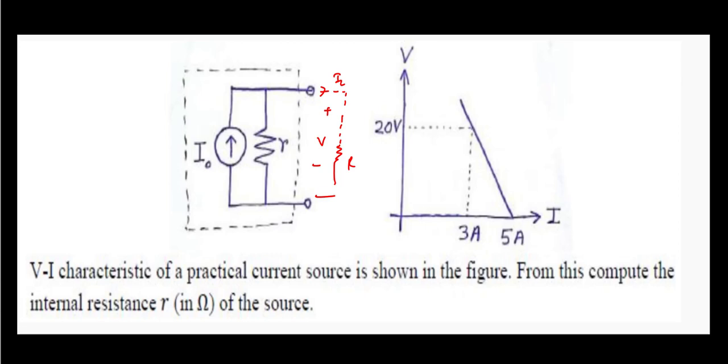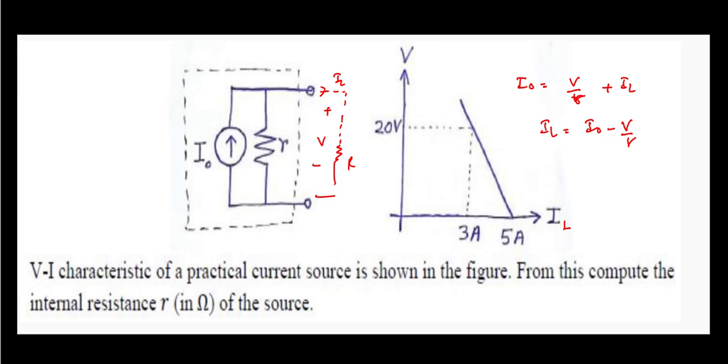So the current entering, I0, equals V by R. You should have been told the KCL and KVL formulas, but if you know them, there is no problem. So IL equals I0 minus V by R. This is the load current, IL. This is the load characteristic. So this is the VI characteristic, meaning the load voltage and load current characteristic of this practical current source.